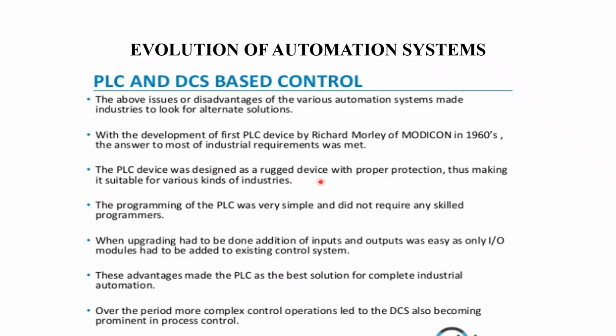This is designed as a rugged device with proper protection, thus making it suitable for various kinds of industries, and also it is very simple and does not require any skilled programmers. That is a very important point to be noted here. When upgrading had to be done, addition of input and output was also easy, only an IO module has to be added to the existing control system. This advantage has made the PLC the best solution for complete industrial automation, and over a period, more complex control operations led to the DCS also becoming prominent in process control.